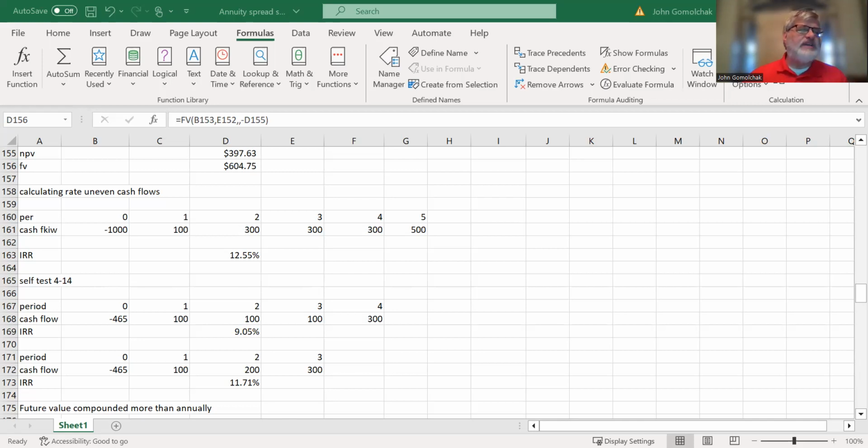Same answer using Excel's IRR function as shown in figure 4.9. Notice when using the IRR, unlike the NPV function, you must include all cash flows, including the time zero cash flow. Okay, so remember in this problem, we had to invest $1,000. We invested $1,000. We have 12.55% as the rate. I know that's the answer we're going to get.